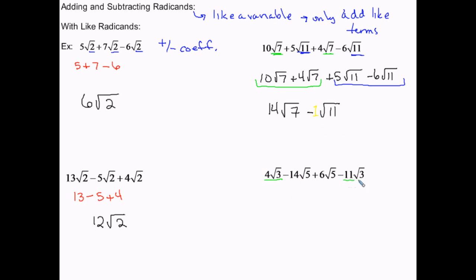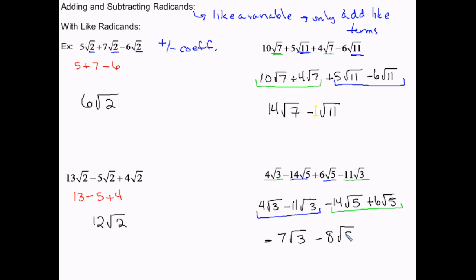4 times the square root of 3, 11 times the square root of 3, 14, and 6 times the square root of 5. Now keep in mind when you do this that negative 11, if you're going to rearrange them, has to stay with the 11. And the negative has to stay with the 14. Okay, so 4 minus 11 and 14 and 6. So 4 minus 11 gives me negative 7 times the square root of 3. And negative 14 plus 6 gives me negative 8 times the square root of 5.